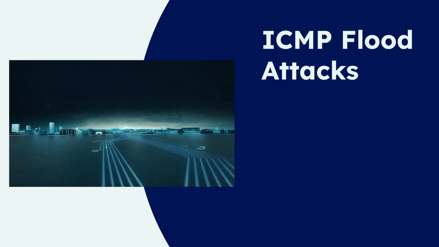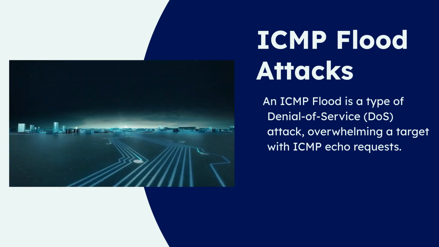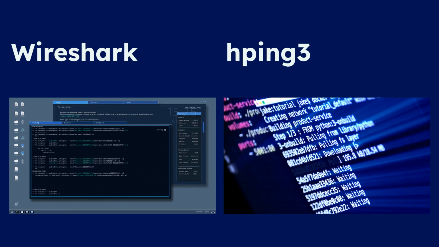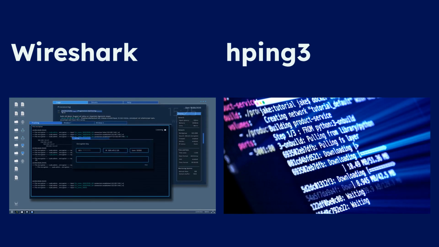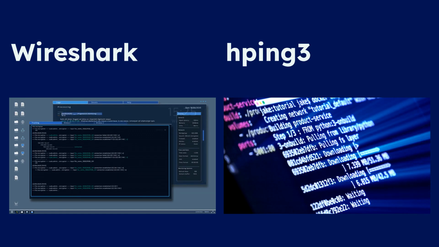An ICMP flood attack attempts to disrupt network performance by overwhelming the target system with too many Internet Control Message Protocol echo requests. We will use two essential tools for this lab: Wireshark for packet capture and analysis, and hping3 to generate our simulated flood attack.